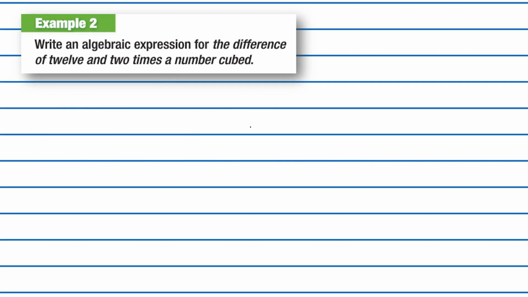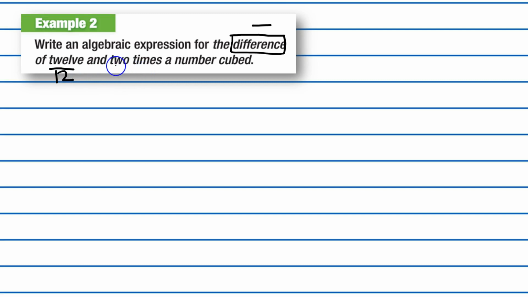Alright, so now let's write an algebraic expression for the difference of 12 and 2 times a number cubed. So when I see things like this, I like to put little notes for myself. When I see the word difference, kind of make a little note to myself, I box it, and I know difference means subtract. And it says difference of 12. Well, 12 is just the same thing. It's the number 12.